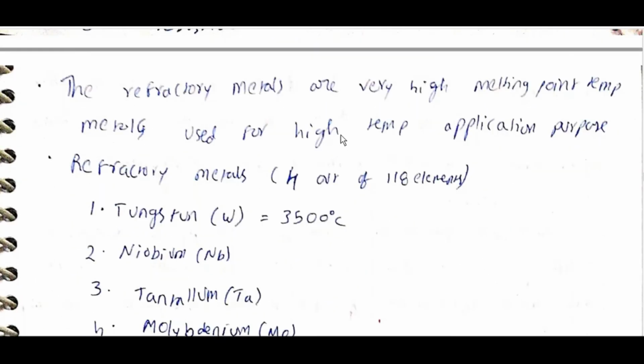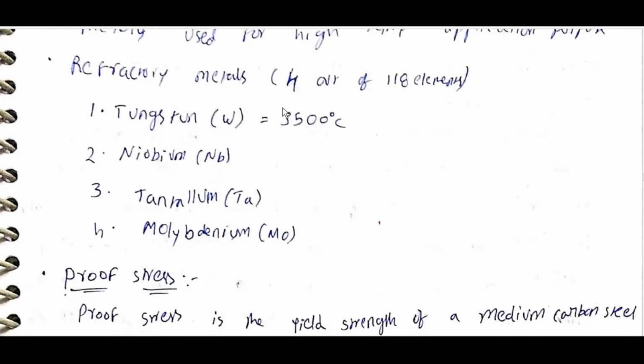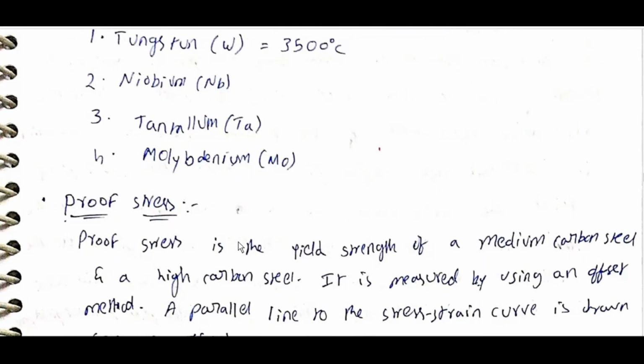Refractory metals are metals with very high melting point temperatures, used for high temperature applications. Refractory metals are four out of 118 elements: tungsten, at 3500 degrees centigrade, niobium, tantalum, and molybdenum.